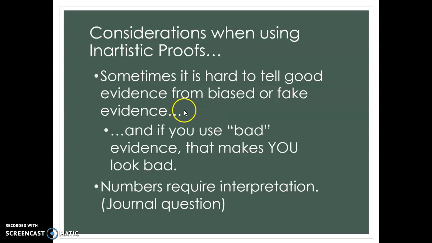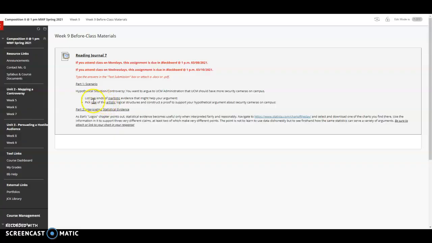And that leads to part two of our journal. So let me switch to that, and I'll come back to this artistic point in a minute. So part two of the journal asks us, as the chapter points out, statistical evidence only becomes useful when it's interpreted fairly and reasonably, right?